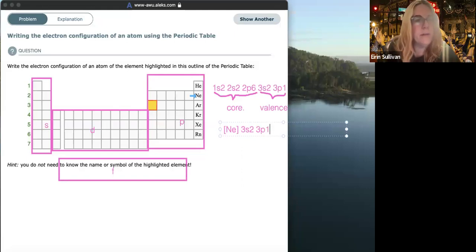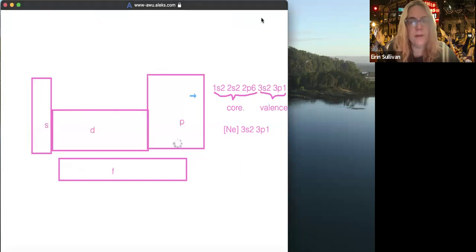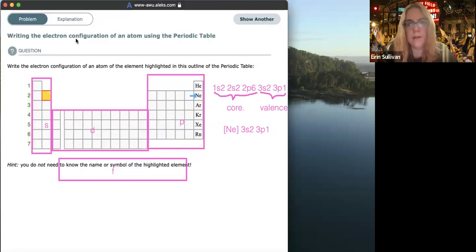I'm going to do a couple of others, because once you get to know what you're doing, they're very, very quick. Let's just pick any other element. And like I say, you don't have to know what the element is. It's just showing us based on position in the periodic table.